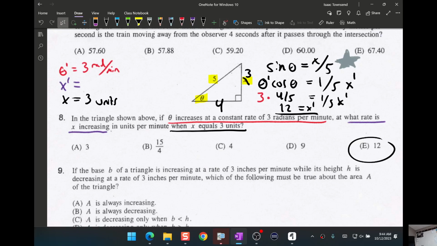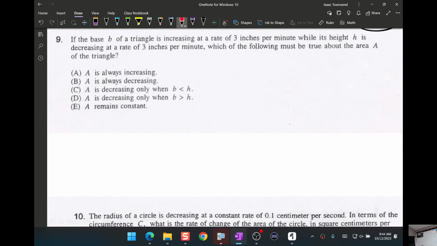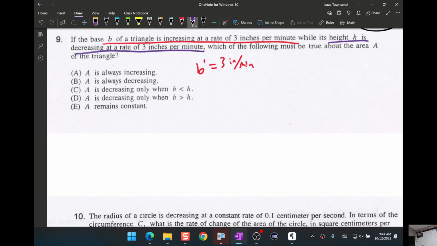Okay, then any of the others on this page, that would be 5, 7, or 9. Julia? Number 9. Okay, the base of a triangle is increasing at a rate of 3 inches per minute. So that would be B prime. The height is decreasing at a rate of 3 inches per minute. What must be true about the area of the triangle?